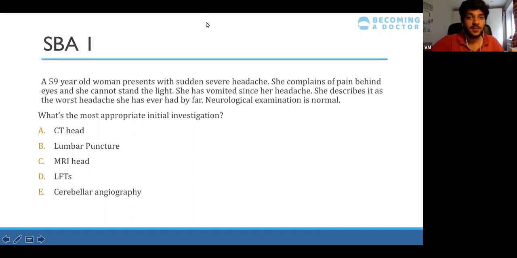Okay, so let's do some SBAs because I've been talking a lot. A 59-year-old woman presents with a sudden severe headache. She complains of pain around the eye and she cannot stand the light. She has vomited since her headache. She describes it as the worst headache she's had so far. Neurological exam is normal. Here's the poll. What's the most appropriate investigation? Is it lumbar puncture, CT head, MRI, cerebellar angiography, or LFT?